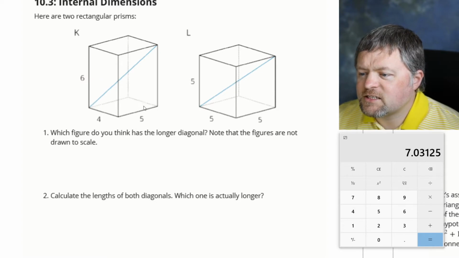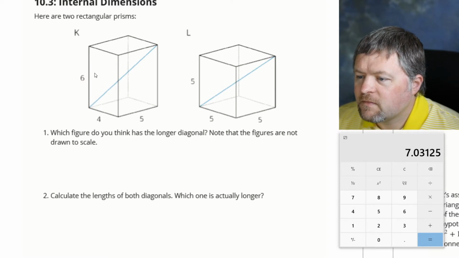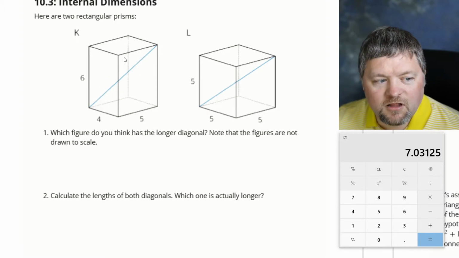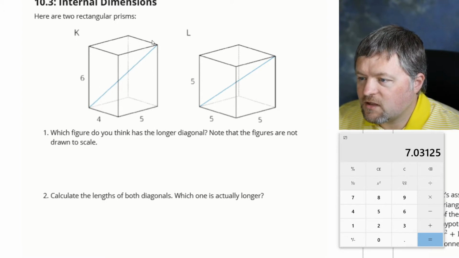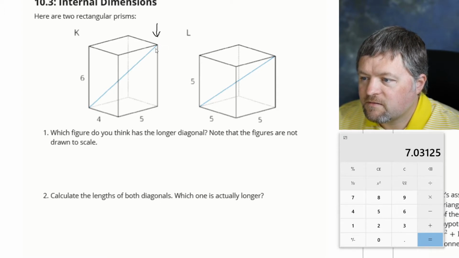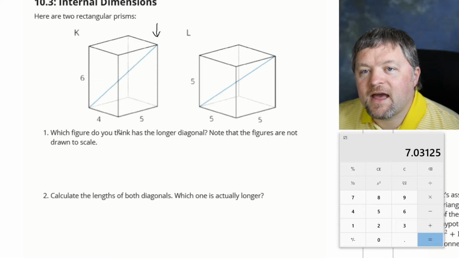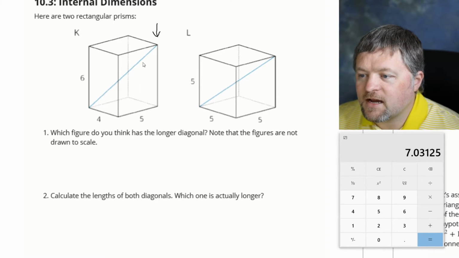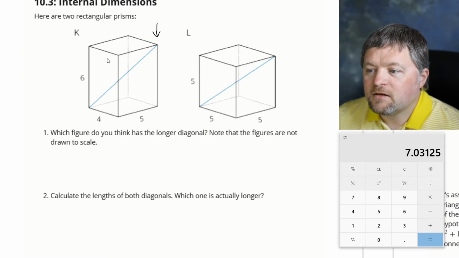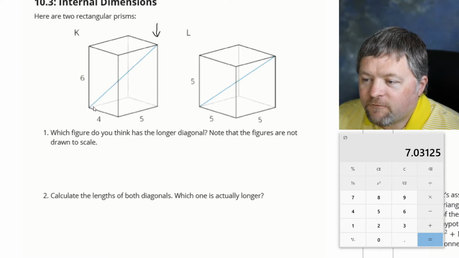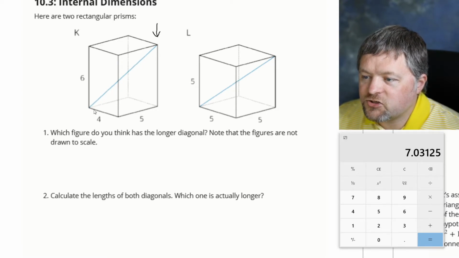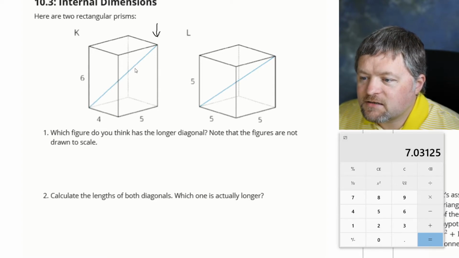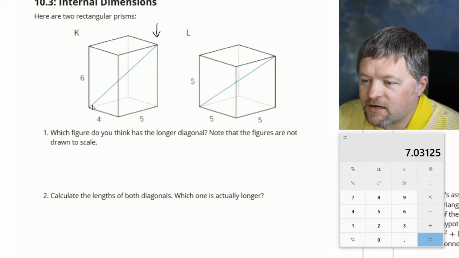If this one is 6 by 4 by 5, well, this one's got one longer number. It kind of looks longer in this picture. So let's guess this one, just because it looks longer in the picture. Now let's do some math and calculate this and figure out which one's longer. Let's find the exact length of these diagonals. So now, if we think about what this diagonal is doing, what is this going to look like? Well, this is kind of a right triangle.